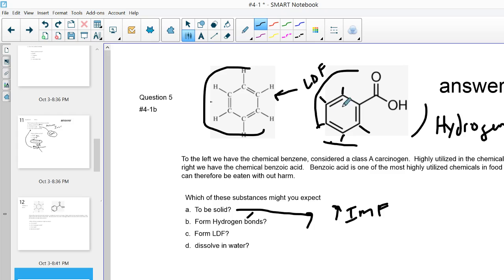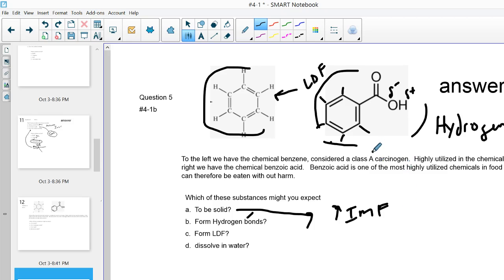So it's somewhat polarizable because of the London dispersion forces here. And then over here we have an area where we're going to have a possible partial negative and a partial positive. So I would say if one's going to be a solid, it likely would be, let's go with the acid, the one on the right side.